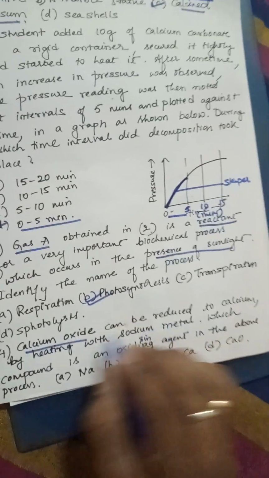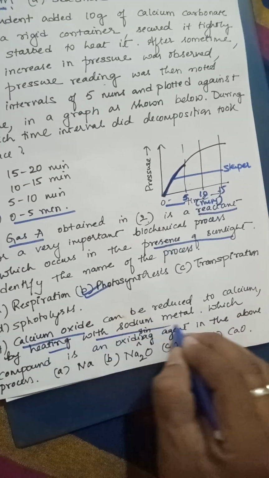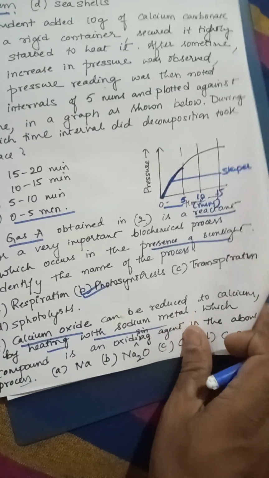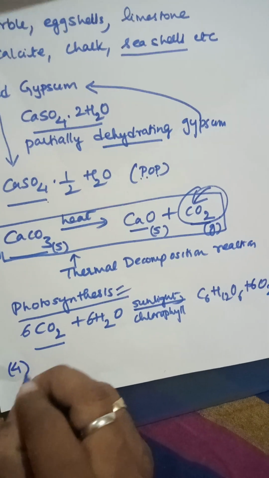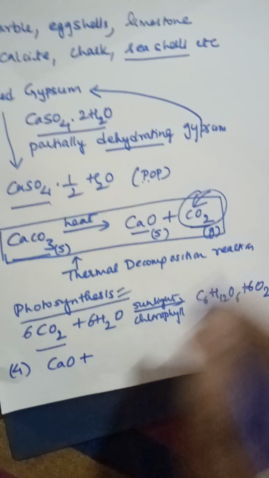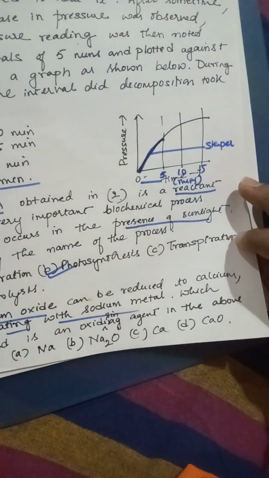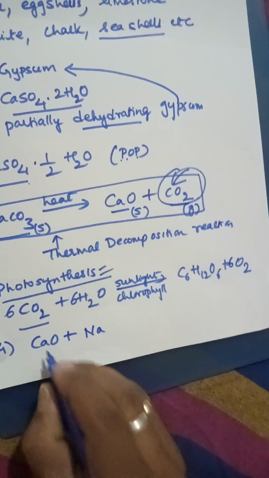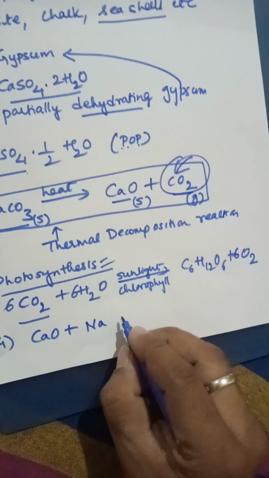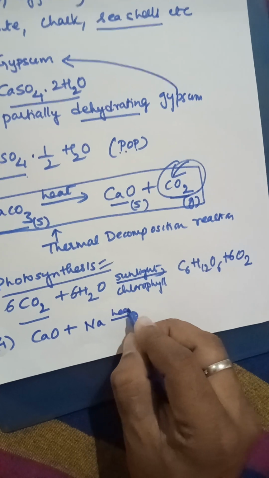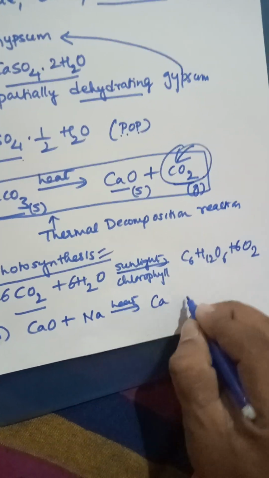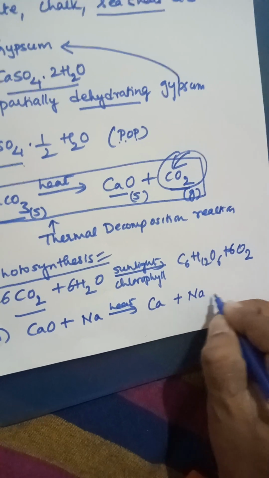Now, the fourth question. Calcium oxide can be reduced to calcium by heating with sodium metal. Which compound is an oxidizing agent in the above process? So what are the two reactants here? Calcium oxide and sodium. If you heat these two reactants, you will get calcium metal and sodium oxide.